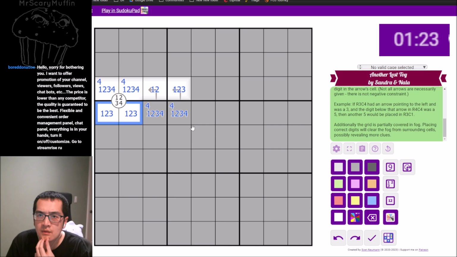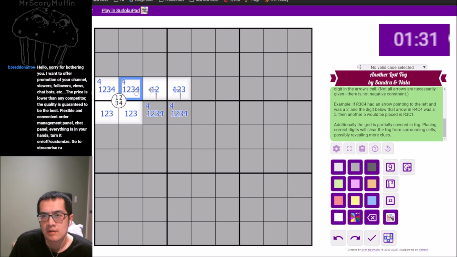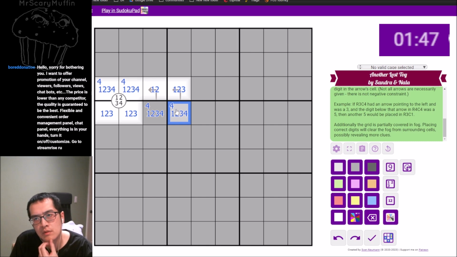Two. If this was, well, these two have to be different numbers, yeah? Can this be a 1? I'm trying to think if this can be a 1 and hit this number, right? If this is a 1, this is a 2, then this is a 2. 1, 2, 2. It's doable.